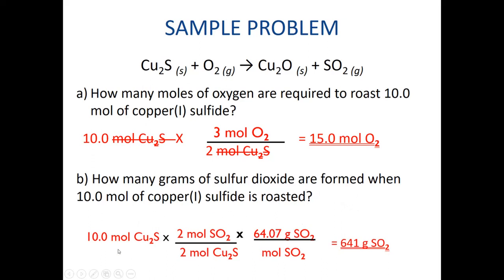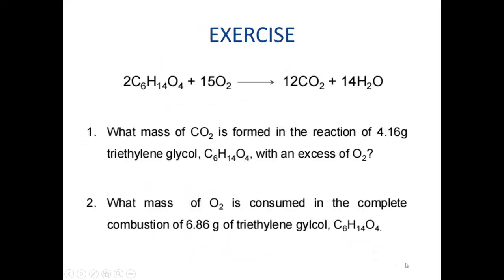After that, how many grams of sulfur dioxide are formed when 10 mole of copper 1 sulfide is roasted? So here is 10 mole copper sulfide, 2 mole sulfur dioxide, 2 mole copper sulfide, and here is 64.04 SO2, referring to the molecular mass of sulfur dioxide. 1 mole sulfur dioxide equals 64.07 grams sulfur dioxide. This is referring to the molecular mass. And how to get this one? You need to write down the balanced stoichiometry here first. Then at the end of the calculation, you get 641 grams sulfur dioxide.